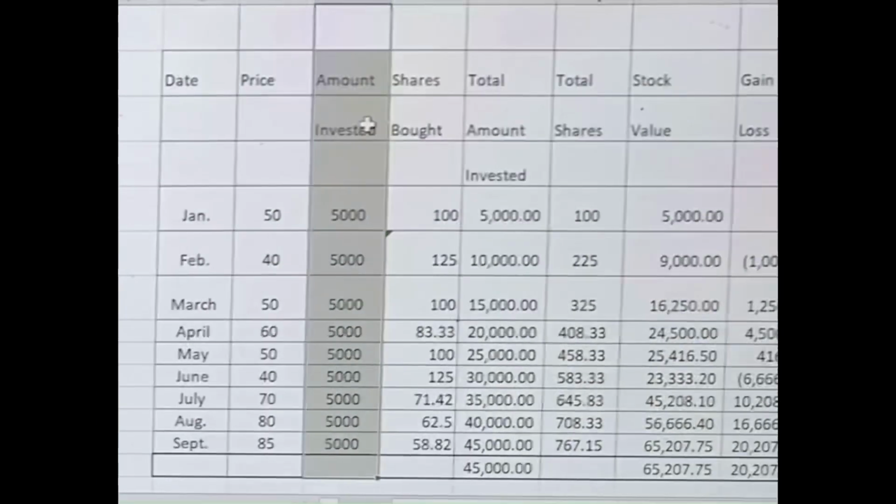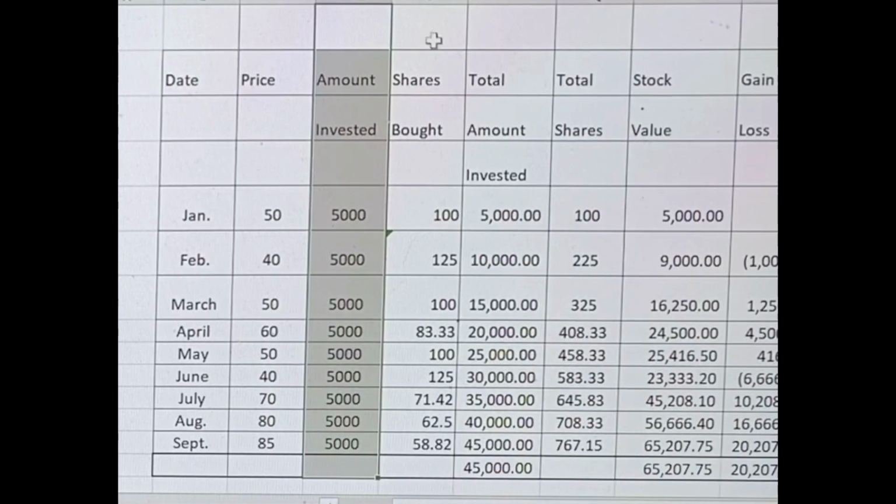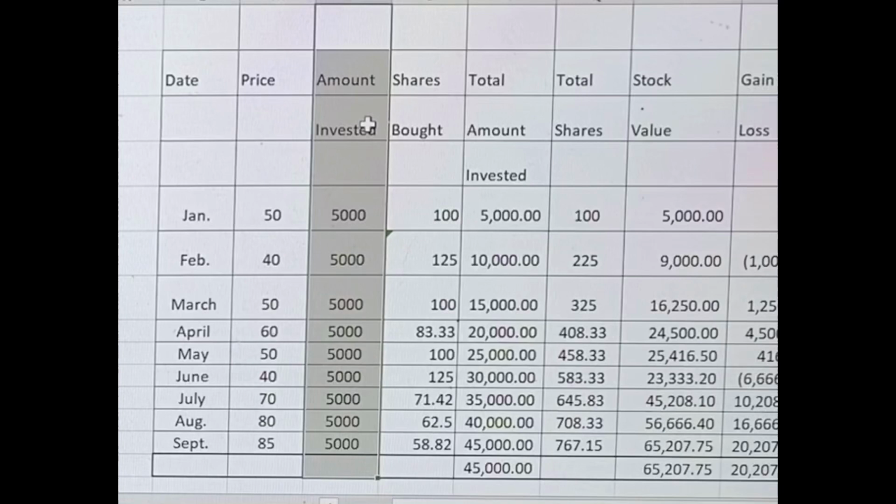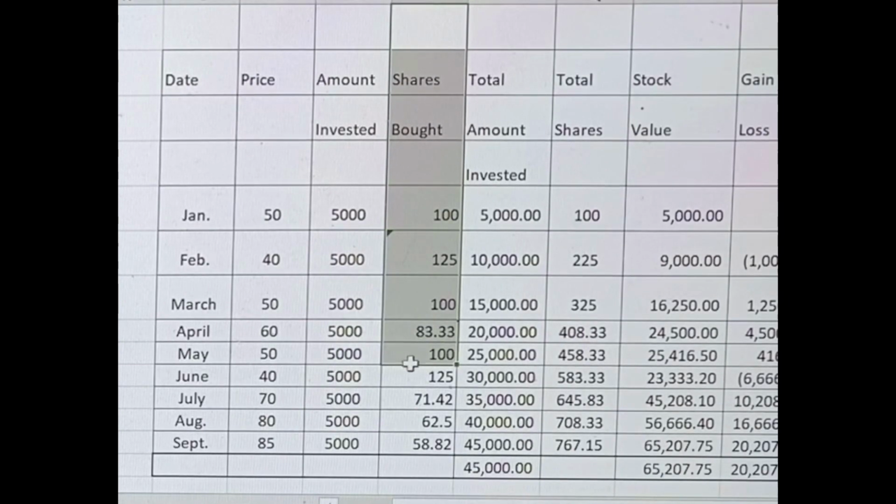On the fourth column, it shows the number of stocks that we bought regularly. Notice as well that when the price is high, we bought less number of shares. But when the price is low, we bought more shares. Pansinin natin guys na kapag ang presyo ay mataas, konti lang ang nabili nating stocks. While kapag ang presyo ay mababa, mas madami ang nabibili nating stock.